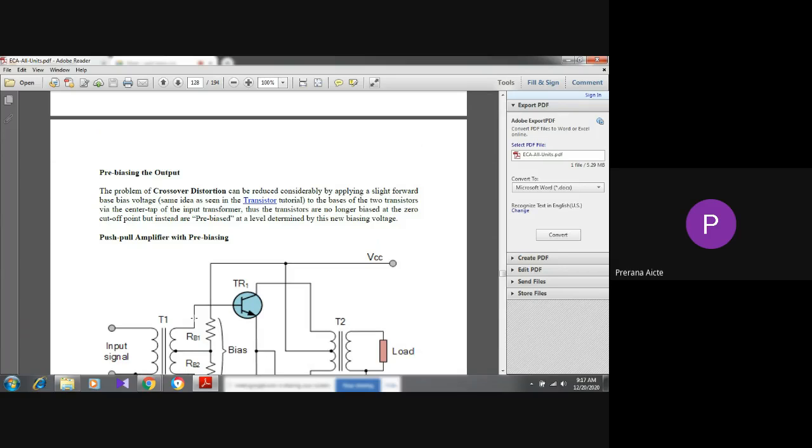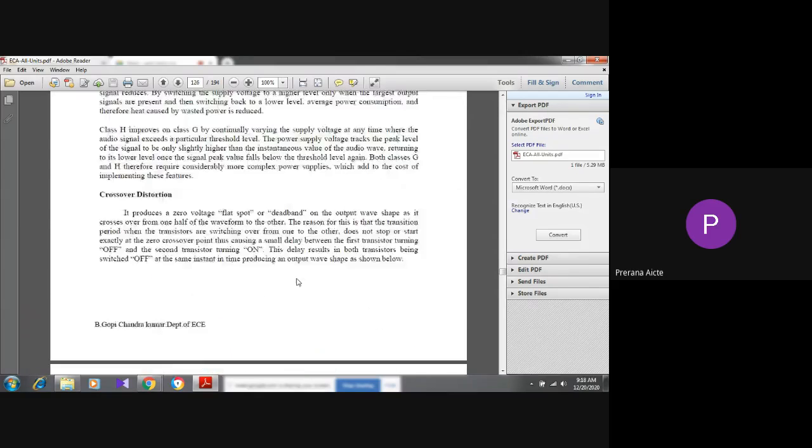And what is class B? In class B, the conduction angle is only a half cycle, that is 180 degrees, and the position of the Q point is below the center of the load line. Next, class C: less than a half cycle. Similarly, class AB: more than a half cycle, less than a full cycle. And there we have seen the operation of each and every power amplifier.